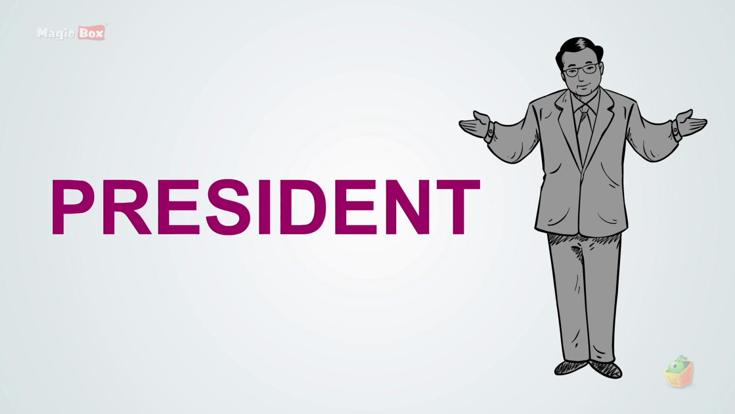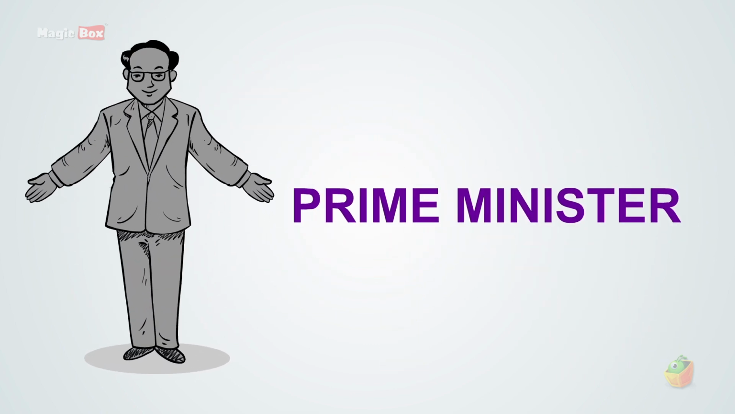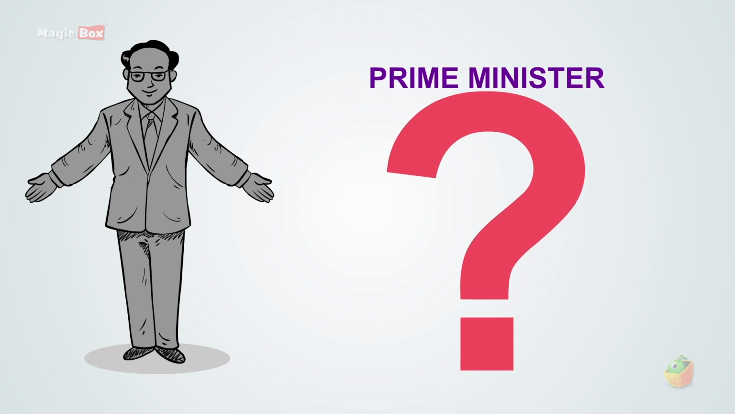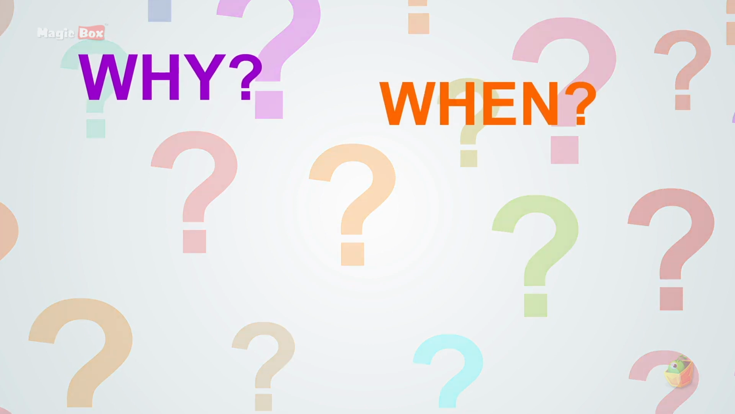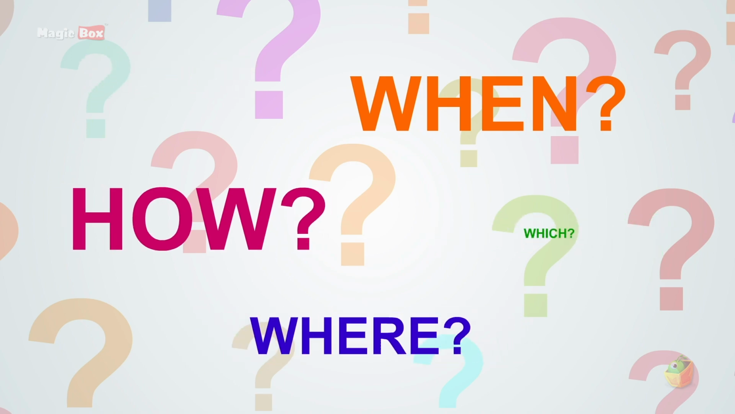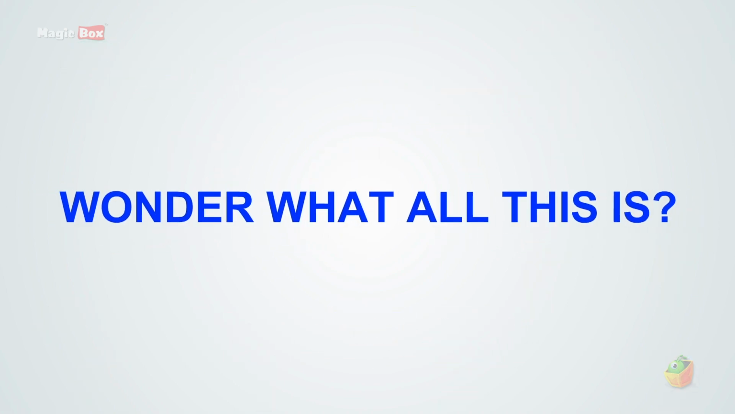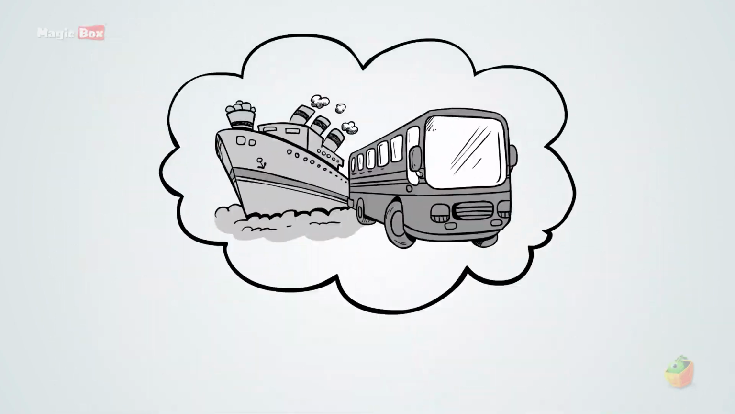Rajya Sabha. What should I know about this? President. I know him. But how does he become one? Prime Minister. Again, the same question. How does he become a Prime Minister? Do you have all these questions in your mind? The why, when, which, how, and where of elections? Wonder what all this is? Come on then, let's learn more about all this.